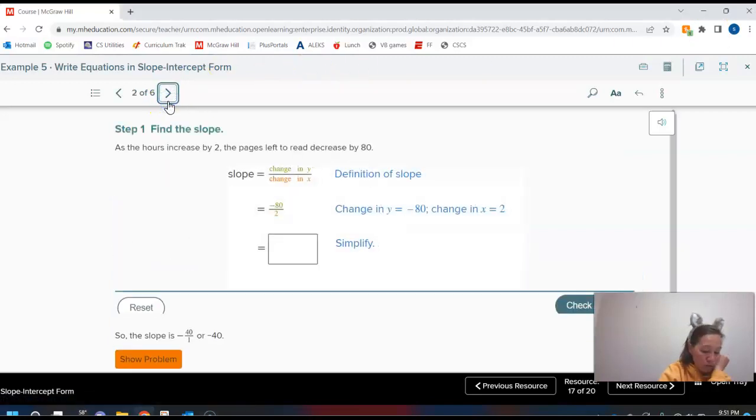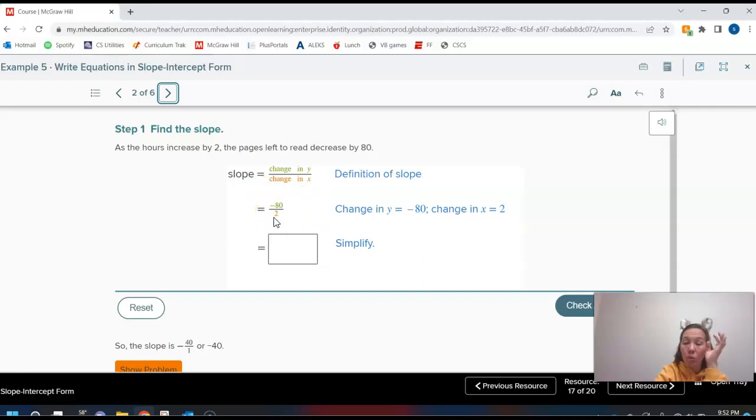So if you look on page 231, the change in y is down by 80, it's negative 80, and the change in x is going up by 2. Remember, it's always y over x. And then simplifying that gives us negative 40.